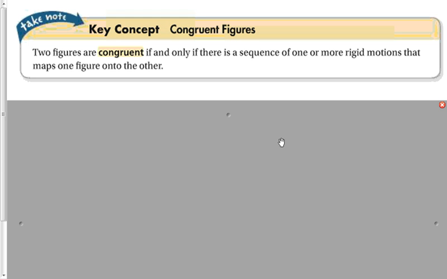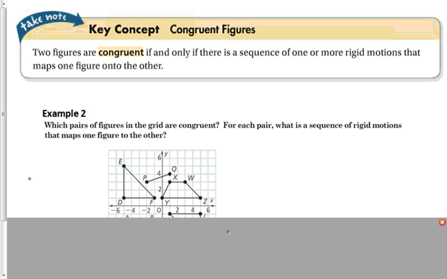And remember, dilations are not rigid motions. Dilations do not keep the same size. They just keep the same shape. So be careful with that. If you can dilate one and make it congruent, then it's not necessarily a congruence transformation. Okay, and that's what we're talking about here.